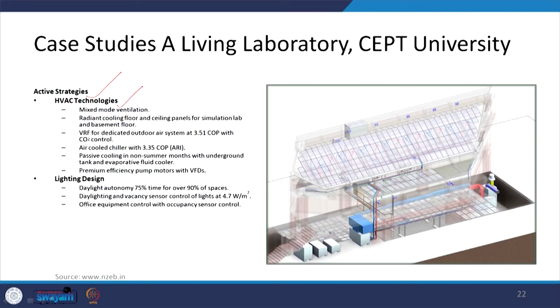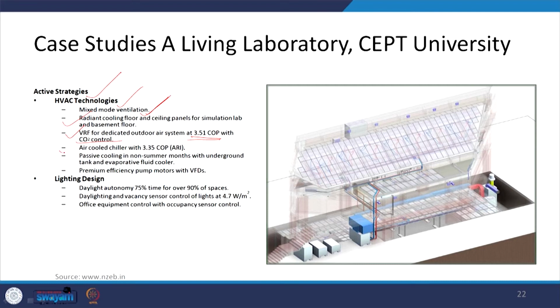So, the first one was HVAC, where instead of just air conditioning the entire building throughout the year, mixed mode ventilation was worked out, where during the comfortable seasons, when the outdoor temperatures and the environment are quite comfortable, mixed mode ventilation was implemented. In addition to that, radiant cooling floor and ceiling panels were added. A variable refrigerant flow device was used for a dedicated outdoor air conditioning system, which also had a very high COP, and it was inbuilt with carbon dioxide sensors and controls.